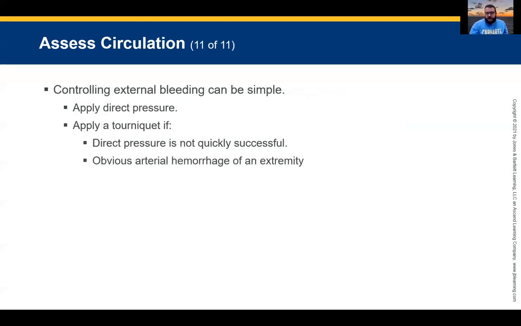Controlling external bleeding is often very simple. You want to apply direct pressure first with your gloved hand and maybe some 4x4s, some gauze. We want to apply direct pressure. If that does not work, we can apply a tourniquet. And remember, a tourniquet applies pressure to the area to stop the blood flow.